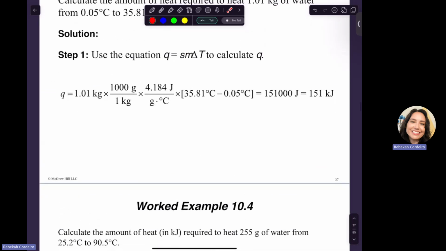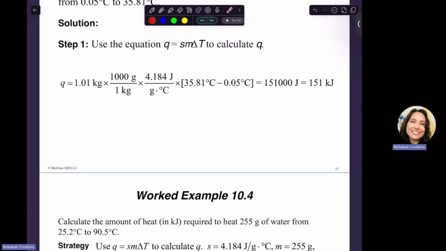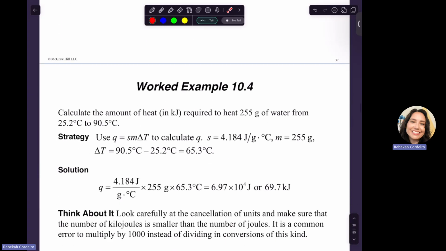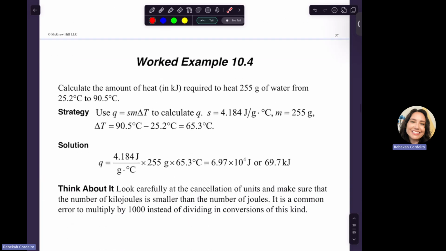All right, here's another one for you to try if you want to. You can pause and try. Kind of covered up a little bit there. There you go. So again, if we're talking about water, its specific heat is 4.184. Change in temperature is the final minus the initial. And then if we're just solving for Q, the amount of heat, it's going to be our specific heat times our mass times change in temperature, and we get this many joules. But again, that's a big number.